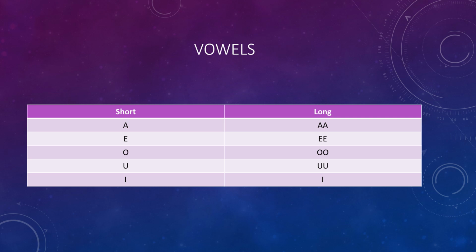When it comes to the vowels, A would be the short pronunciation and A would be the long pronunciation. E would be the short E, while E would be the long pronunciation. O, O, E would be the short pronunciation. U would be the long pronunciation.